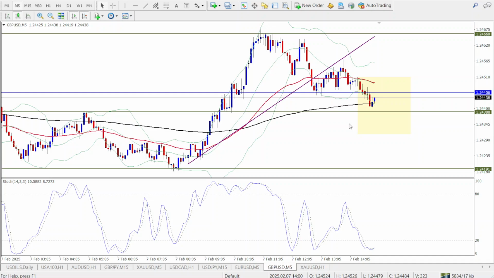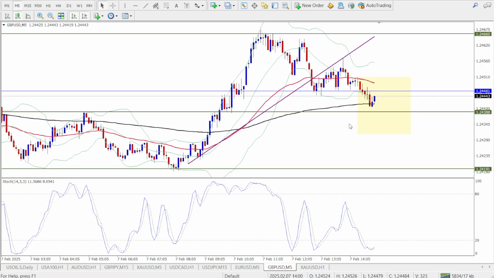Mastering this simple scalping strategy can improve your ability to trade quickly and efficiently, making it easier to find opportunities in any market condition.